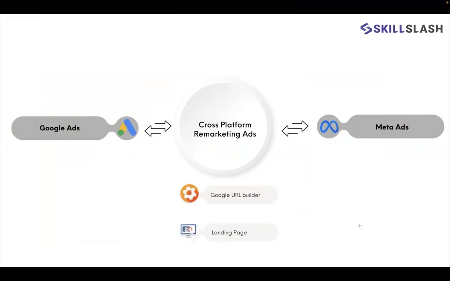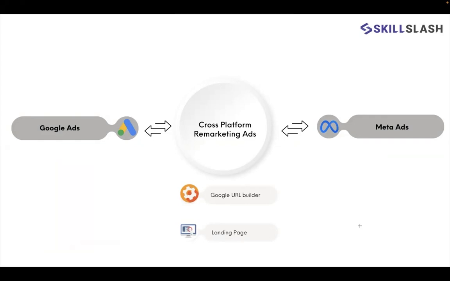Now, what are cross-platform remarketing ads? Basically, the audience who have interacted with your Google ads, I'm going to remarket them in Meta, that is Facebook or Instagram. And similarly, the audience who have interacted with your Facebook and Instagram ads, I'm going to remarket them in Google ads. Now, before we take a deep dive, we first need to understand the importance and the purpose of cross-platform remarketing ads.